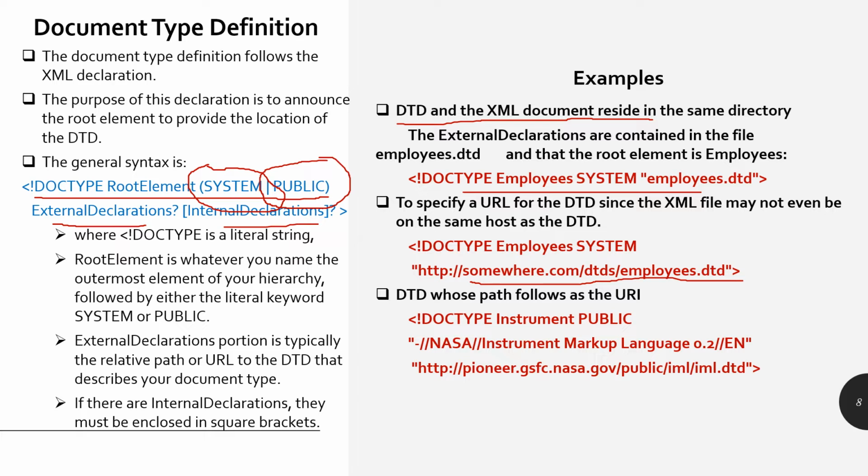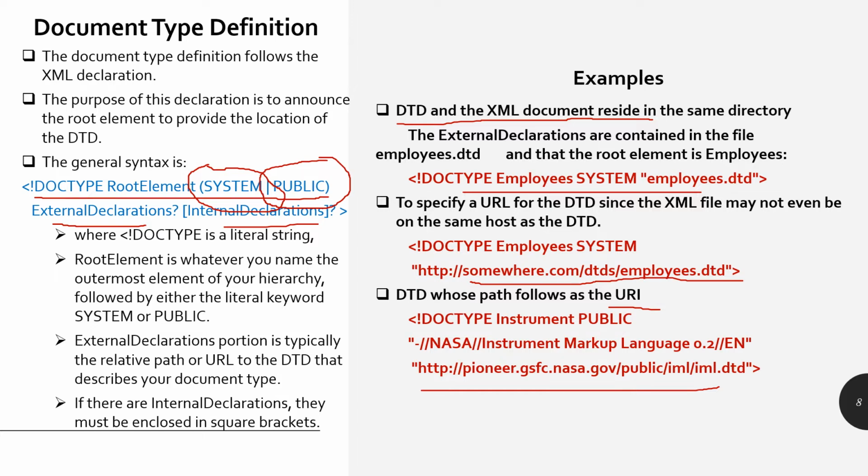Another thing I mentioned is that we can access DTD related things publicly. This is an example of accessing a NASA related link. In this case we need to specify the corresponding URL, that is, the uniform resource identifier. This is an example for that. This is about the document type definition, but the exact DTD files and so on we will discuss later.